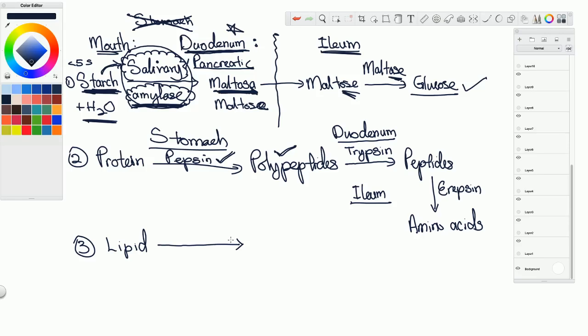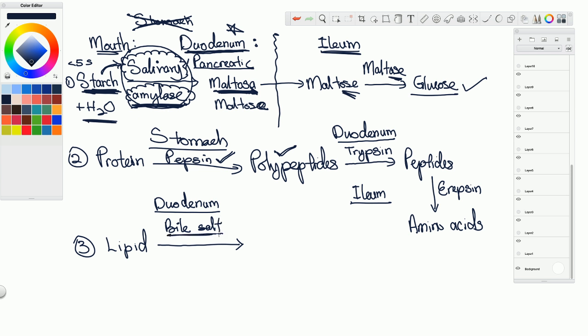Okay, next, let's move on to lipid. Number 3 is lipid. For lipid, which part starts to digest lipid? The answer is the duodenum. It means lipid will pass through your mouth and your stomach and only start being digested in the duodenum. In the duodenum, there's one very special thing called bile salt, in Malay called jus hempedu.